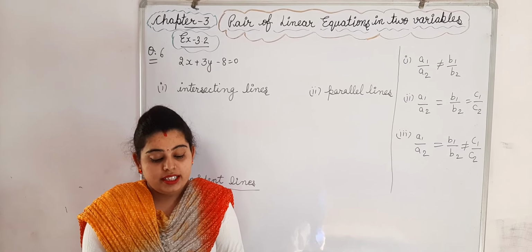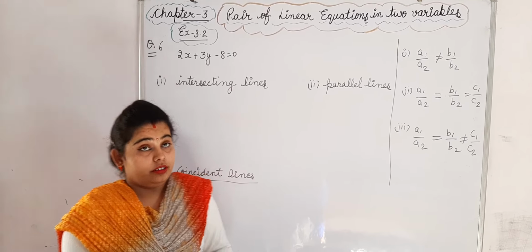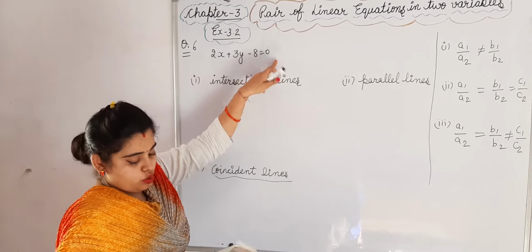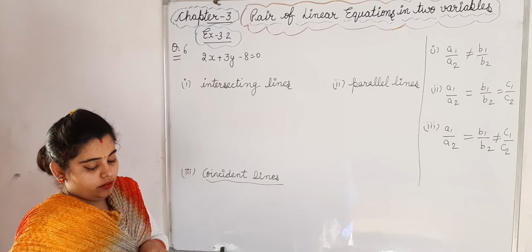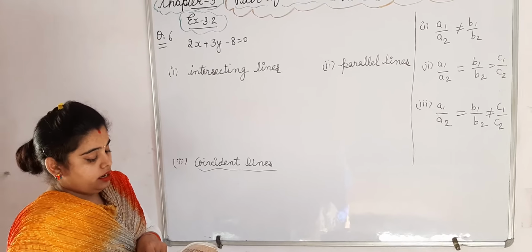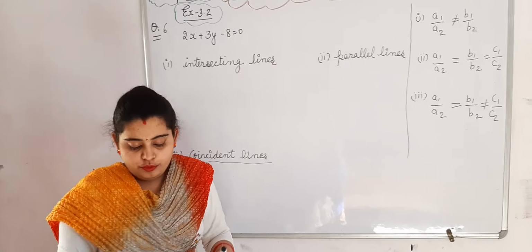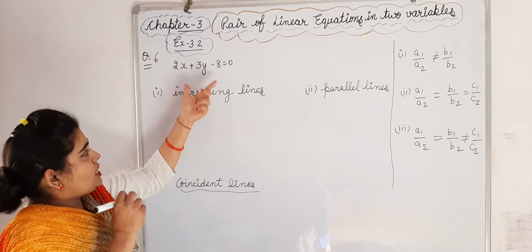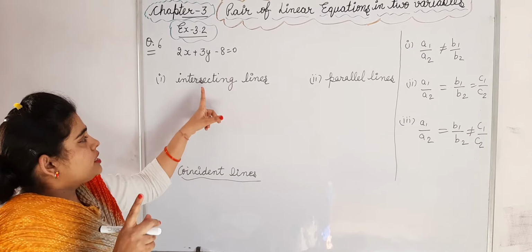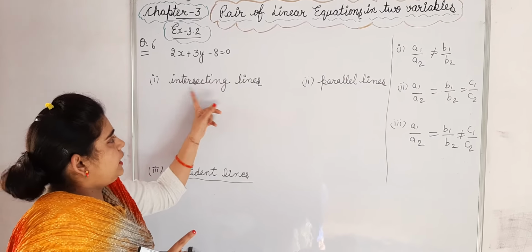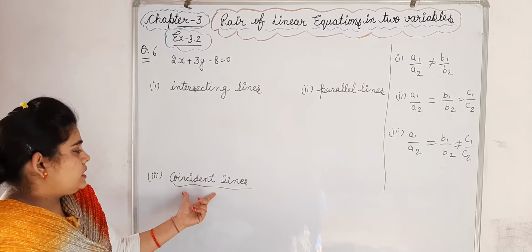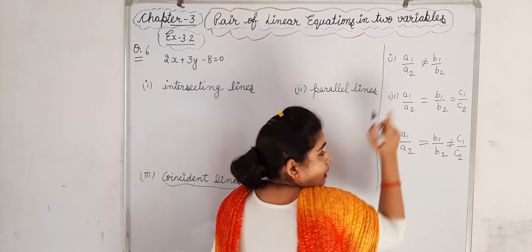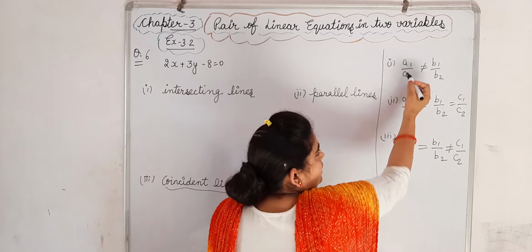In question number 6, given the linear equation, what is given? A linear equation is given 2x plus 3y minus 8 is equal to 0. And we have to write another linear equation in two variables such that geometrical representation of the pairs formed is intersecting lines, parallel lines, coincident lines.